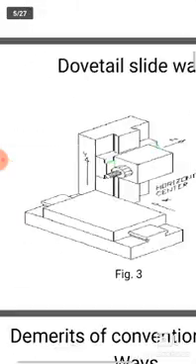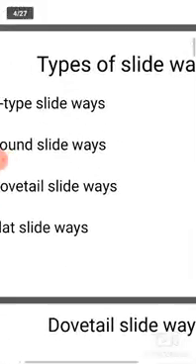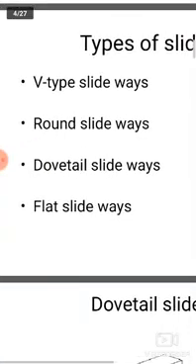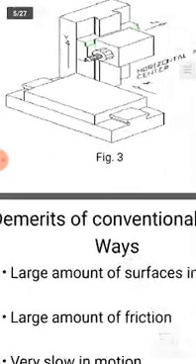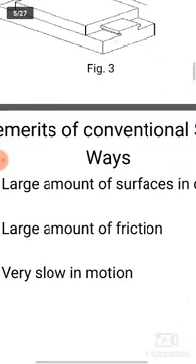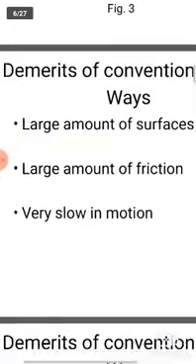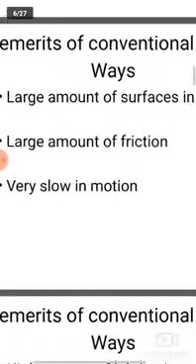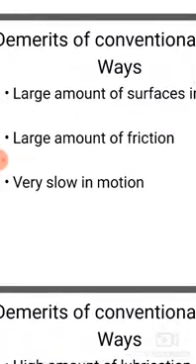Next, we have now seen the types of slideways: V type slideway, round slideway, dovetail slideway, flat slideway. Next one, demerits of conventional ways. What are the demerits of conventional ways? Nothing but the disadvantages of conventional machines. So what are those disadvantages?